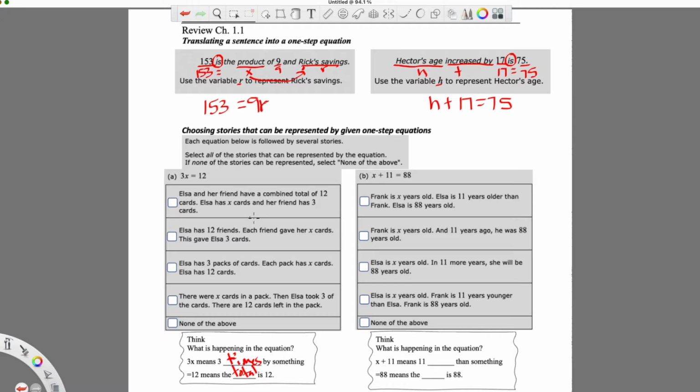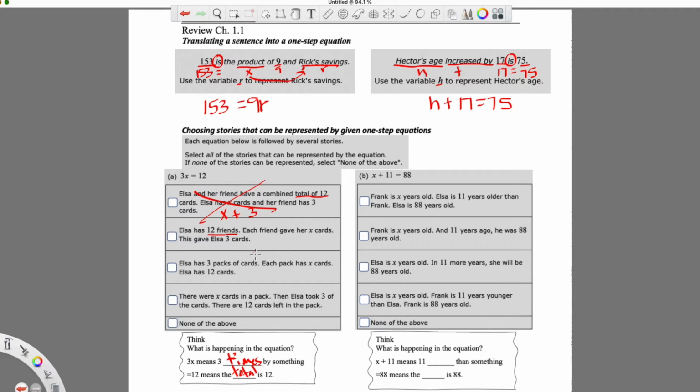Eliza and her friend have a combined total of 12 cards. A total of 12 works. Eliza has X cards and her friend has 3 cards. If they have a combined total, and Eliza has X and her friend has 3, this isn't asking me to multiply. This would be asking me to add. So this one does not work. That's not a good story. Eliza has 12 friends, so that sounds like a total there. Each friend gave her X cards. This gave Eliza 3 cards.